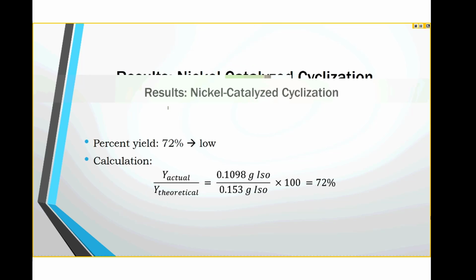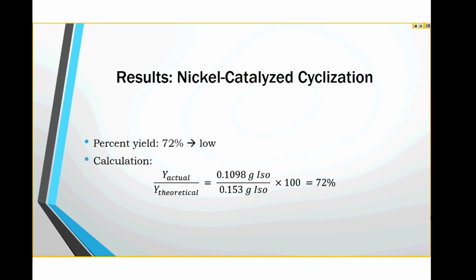And so for the nickel catalyzed glycosylation, we got a 72% yield. And that's still relatively low. And partially that was not actually what we wanted. And we did some calculation. We did the actual over theoretical, multiplied by 100, and then we got the 72% yield.